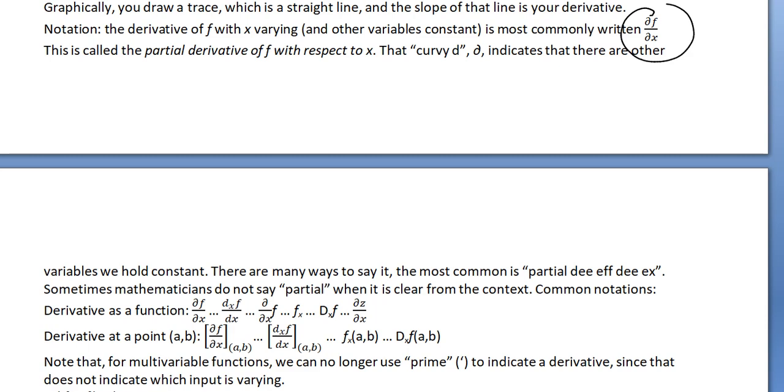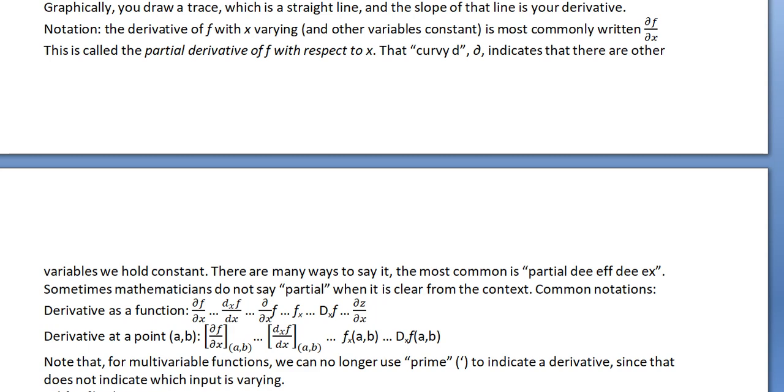There are a couple ways to pronounce this. The most common is just to say partial df dx, but sometimes we're in a rush, we'll just say df dx, and we'll know from the context that it's a partial derivative.